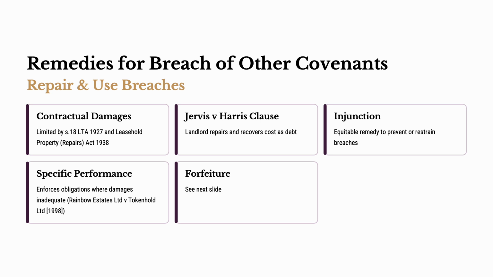So, specific performance is also one of the remedies, and it enforces positive obligation where damages are inadequate. The court can call for specific performance. So we got a case that is Rainbow Estates Limited from 1998 confirms that specific performance can compel tenant to perform repair obligation. For example, they had a repair obligation and they are not doing it, court can order it. Forfeiture remains available for breaches of other covenants subject to stricter requirement than for rent arrears.